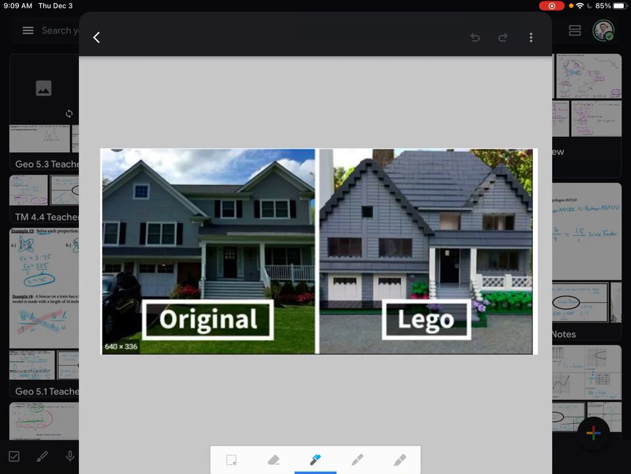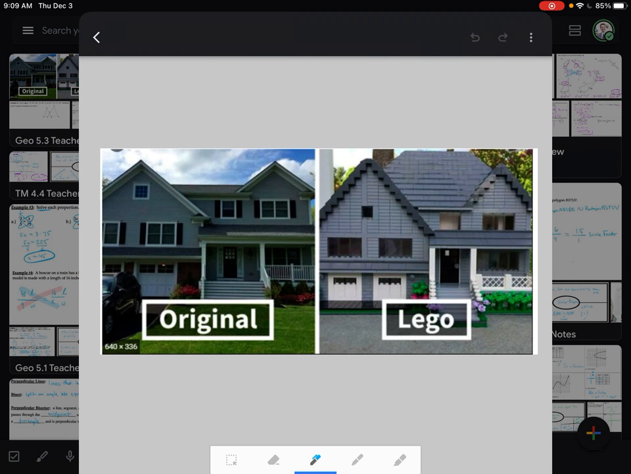Hi everybody and welcome. Today we're going to be talking about similar triangles and some of their properties. Your goal after watching this video will be to apply the properties and identify when triangles are similar.